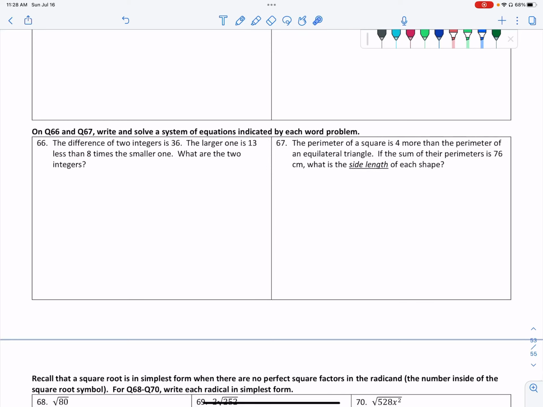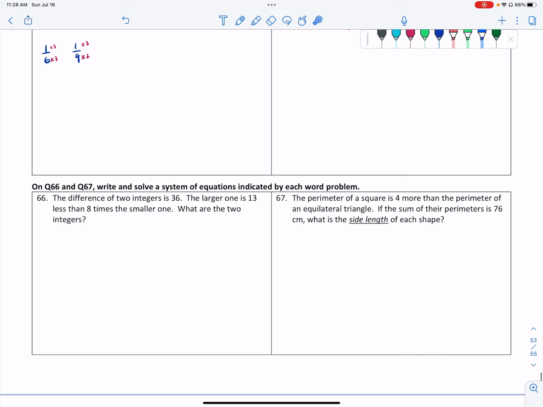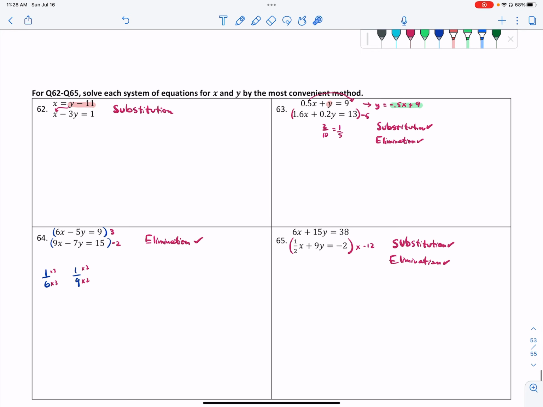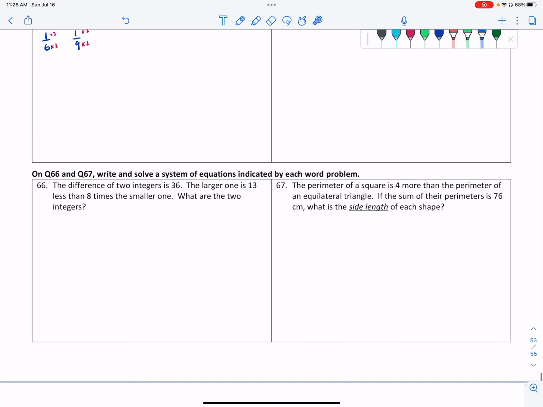Now, one of the things that distinguishes a class like geometry, honors geometry in particular, from the classes that come before it, algebra, and then the pre-algebra classes like 7th and 8th grade math, is the fact that the equations are not always explicitly given to you like they are on, let's say, questions 62 through 65. I don't mean to say that every single problem is going to be a word problem. It's just that usually you're going to have to make your own equation first and then solve that equation by whatever method is the most convenient.